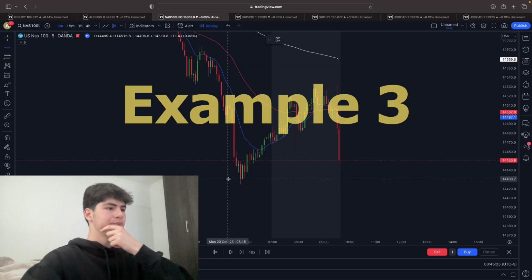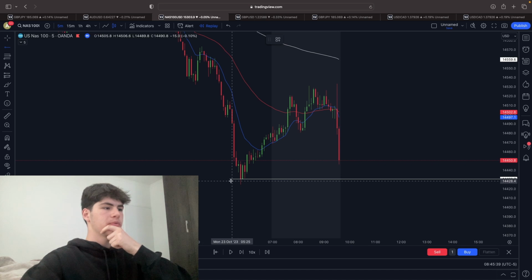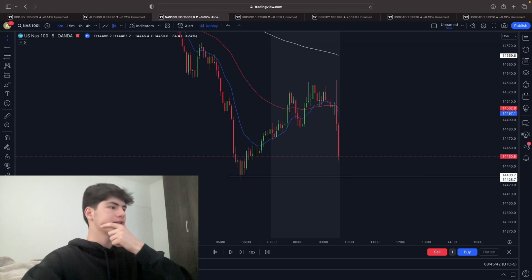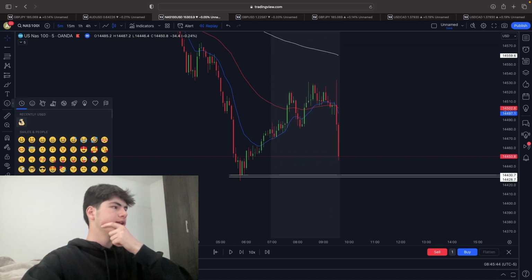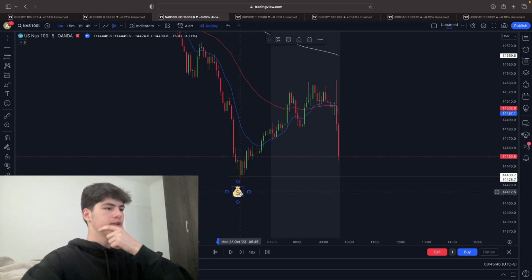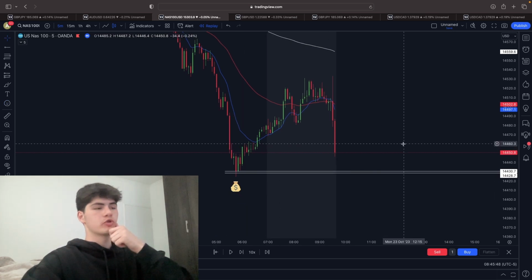This is the next setup, number 3. Same thing like always: we mark up the wicks from the swing low, liquidity sitting underneath right here, and we wait for the market to come sweep it.